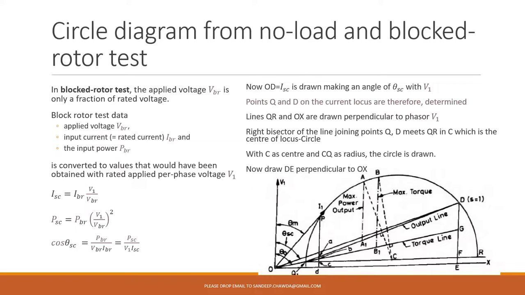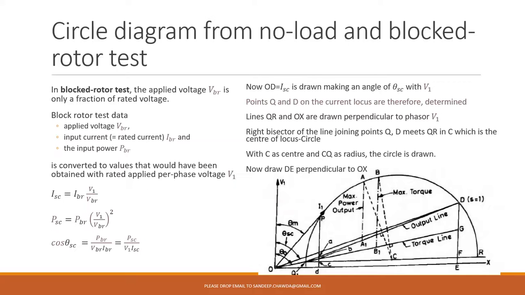The short circuit current is given by IBR into V1 divided by VBR. The short circuit power is given by the block rotor power multiplied by V1 divided by VBR whole square. The short circuit power factor is given by PBR divided by VBR into IBR, again converted to the rated applied per phase voltage. Just substitute the respective values and you get them. So now we have ISC, PSC and cos theta SC.